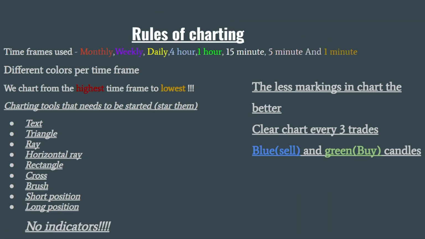So here are the rules of charting. Now I'm gonna go very slowly here because there's a lot of information here. So let's start off from the top. Here are the time frames we're gonna use. We're not gonna use nothing else. We're not gonna use the 30-minute. We're not gonna use the 45-minute. We're using only these. Now you notice there are different colors here, right?